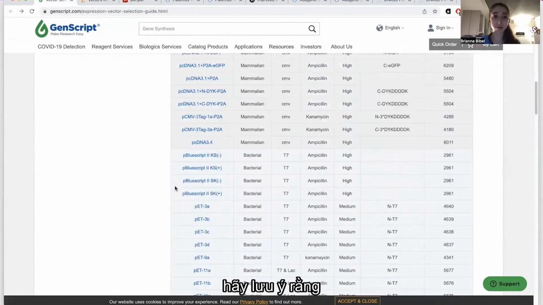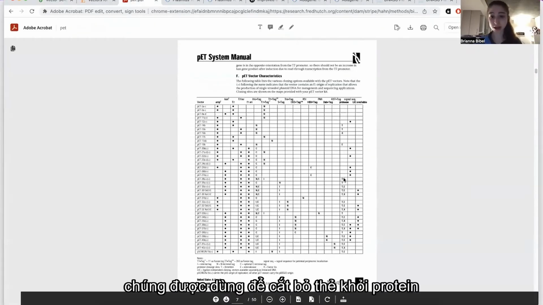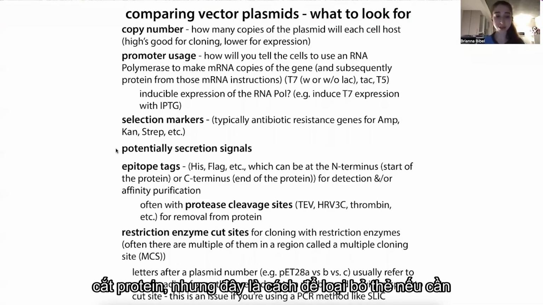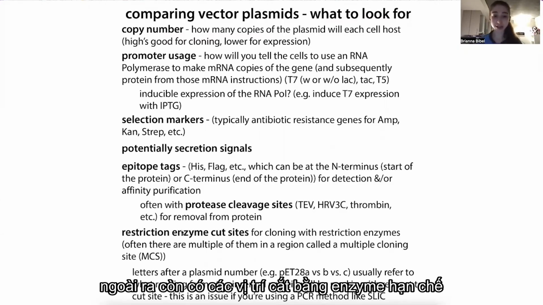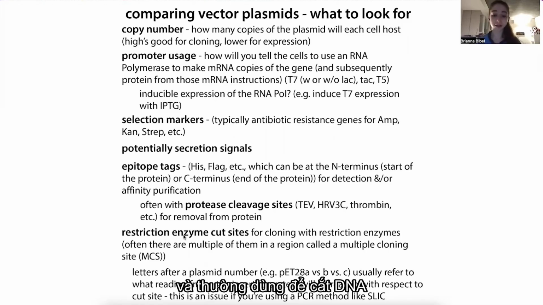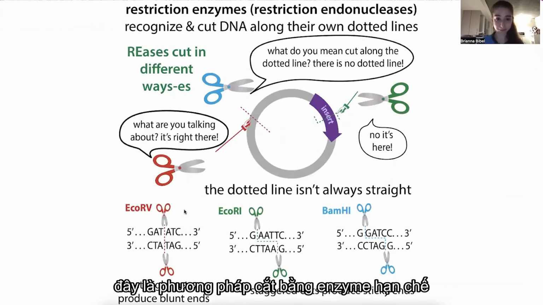But first of all, note that when we're talking about the protease sites, these are how we're going to cut off the protein, or cut off that tag from the protein if we want to. We don't always want or need to. So this is going to be cutting the protein. But then there are also restriction enzyme cut sites, and this is for cutting the DNA. And this is often for cutting the DNA so that you can then move it into some other place.